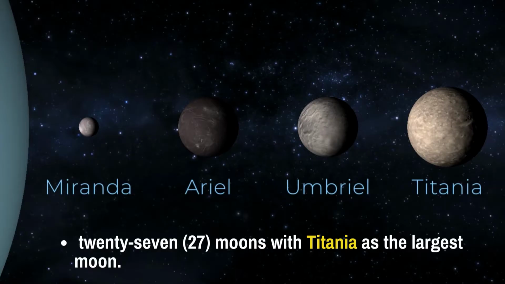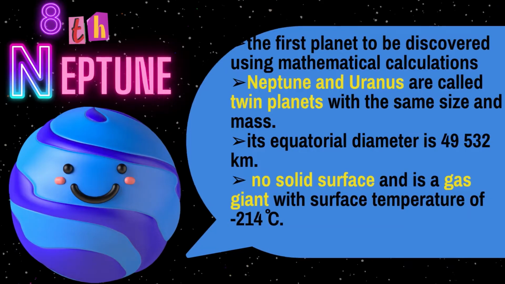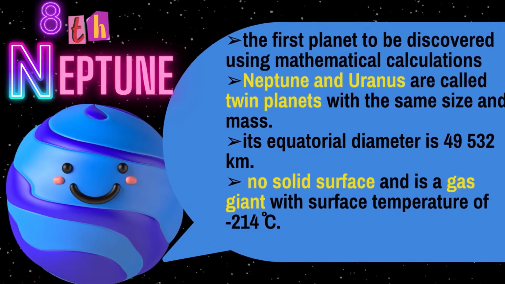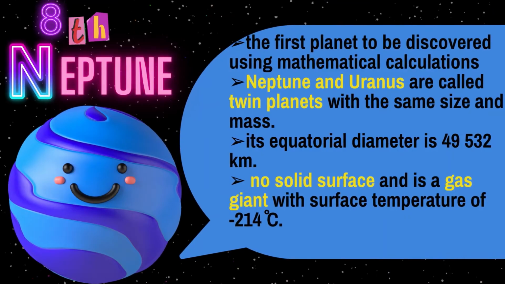Did you get it right? All right. So, the last but not the least, the eighth planet is Neptune, with 4.5 billion kilometer average distance from the Sun. This is the first planet to be discovered using mathematical calculations before being confirmed by a telescope. Neptune and Uranus are called twin planets because they have about the same size and mass.